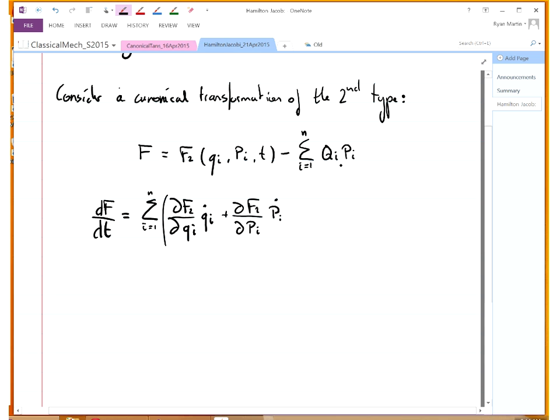Then the next thing I have here is this sum over capital Qi and Pi. So it's a sum over i equals 1 to n, right? So I'm just going to add it in here. So then I have minus, and then I have to do d by dt of Qi Pi. So that's just the product rule. So I have Qi Pi dot minus Qi dot Pi. And then outside of the sum, I have a ∂f2 by ∂t. Alright, so that's just the chain rule applied to f.